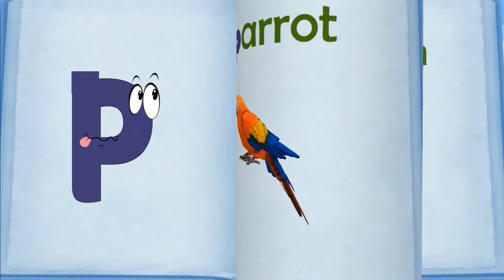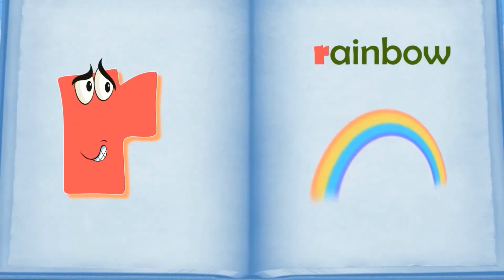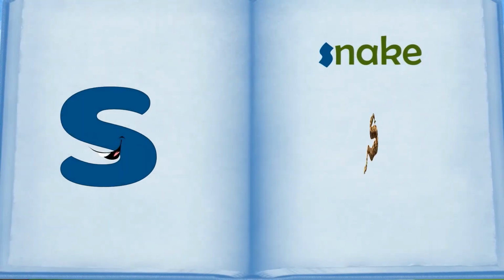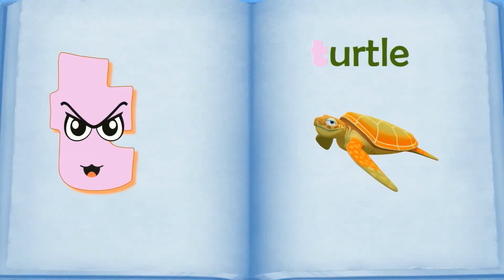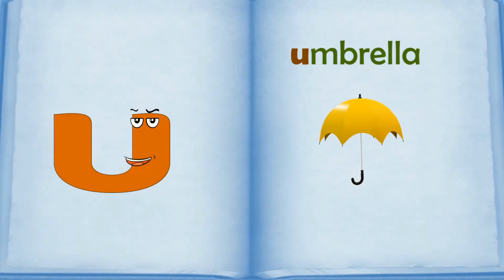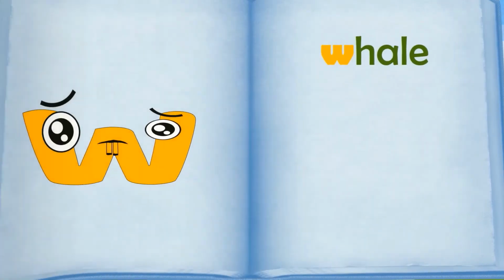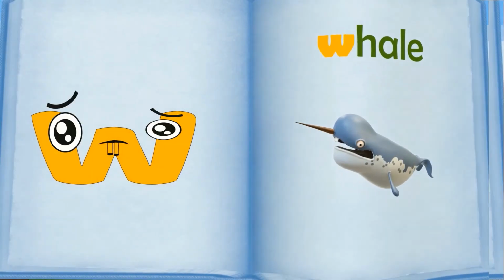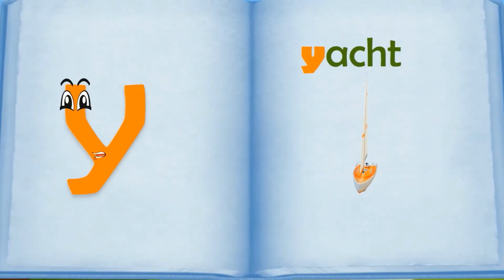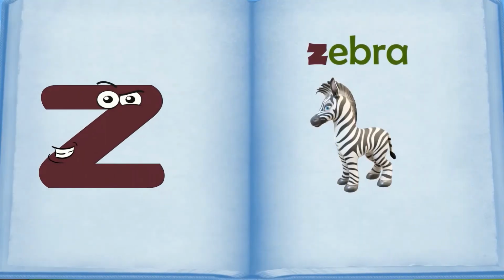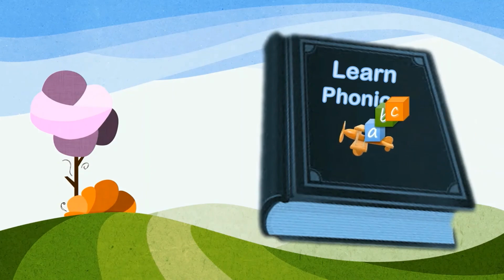P. Parrot. Q. Queen. R. Rainbow. S. Snake. T. Turtle. Umbrella. V. Violin. W. Whale. X. Xylophone. Y. Yacht. Z. Zebra. Keep practicing, kids.